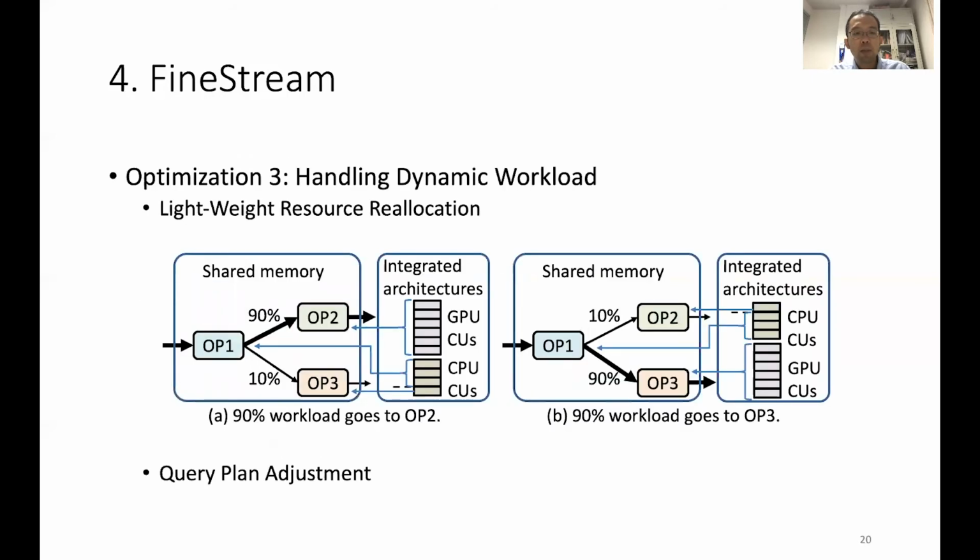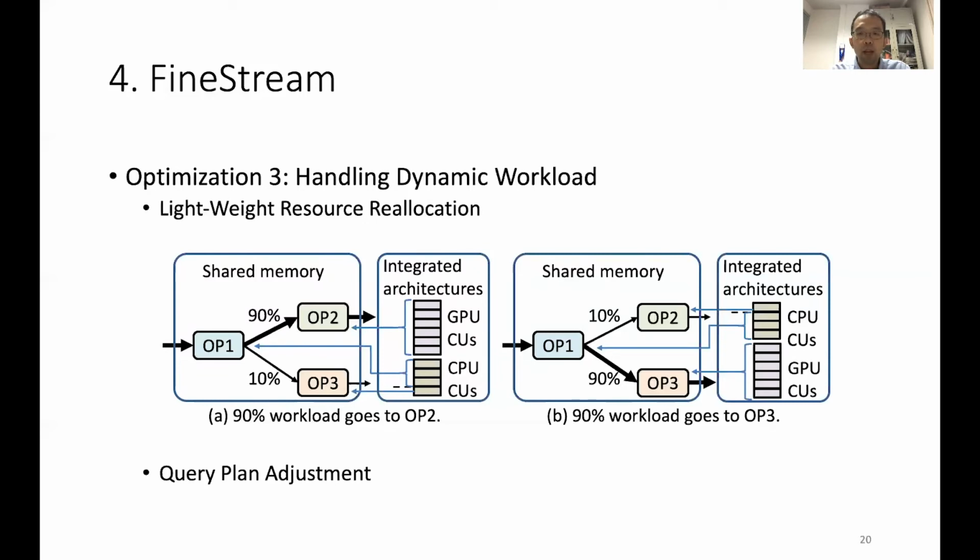The third optimization is for handling dynamic workload. In FineStream, we use a lightweight dynamic resource reallocation strategy. When the workload ingestion rate of a branch decreases, we can calculate the reduced ratio and assume that such proportion of computing resources in that branch can be transferred to the other branches. We use an example in Figure 8 for illustration.